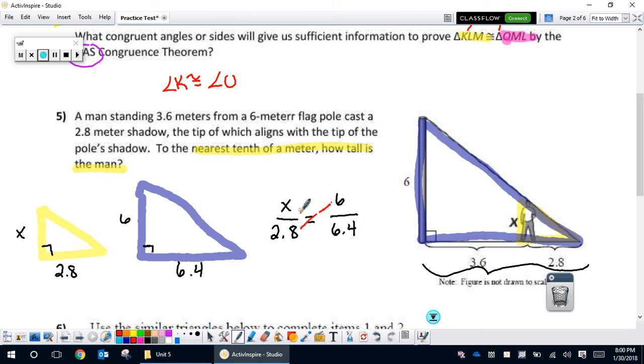If you do this problem and you don't understand how to cross multiply, I would definitely see me, because I'm not going to show you. You just do 6 times 2.8, and then that gets divided by 6.4, and you get 2.625. You will not get that correct on your test because it says round to the nearest tenth. So 2.6 meters is how tall the man is.